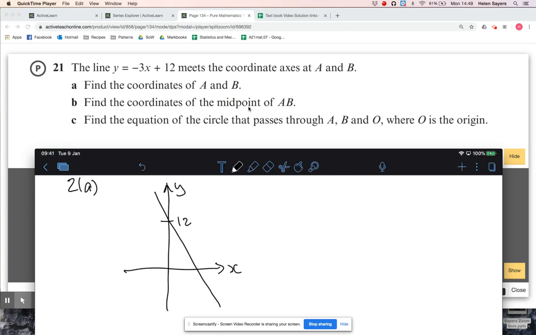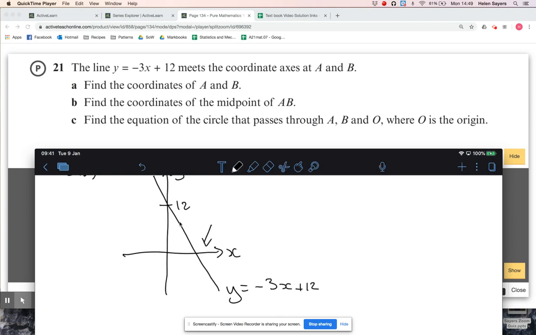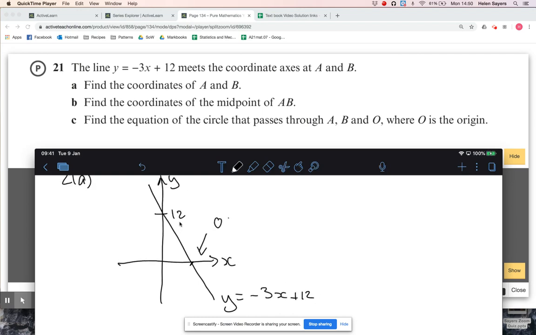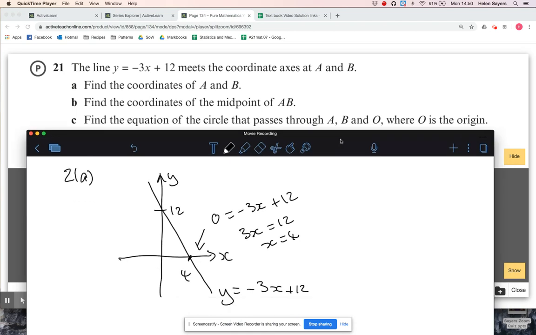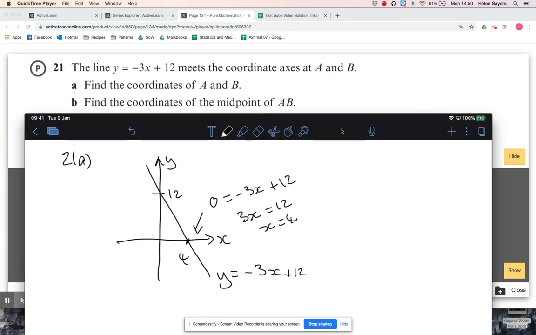So coordinates of A and B, well, it meets that axis at 12. It meets that axis where, well, the equation of the full line is minus 3x plus 12, so that point there is where y is 0. So we just need to solve that. So 3x equals 12, so x equals 4. So our answer, and it does say coordinates, so be really careful there. It doesn't say which is A and which is B, but our answers are going to be 0, 12, and 4, 0.